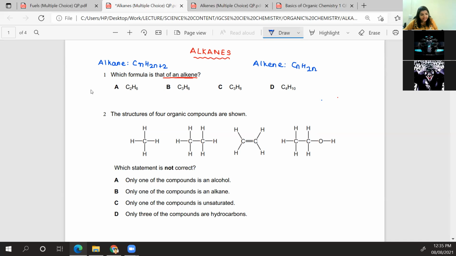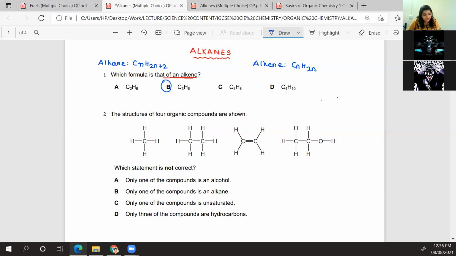CnH2n is for alkene, which means alkene will have double the hydrogens of that of carbon. If in alkene carbon is 2, hydrogen will be 4. Carbon is 3, hydrogen will be 6. Carbon is 4, hydrogen will be 8. So which of the 4 options has carbon and hydrogen in the ratio 1:2? Is it A, B, C, or D? The carbon and hydrogen ratio has to be 1:2.